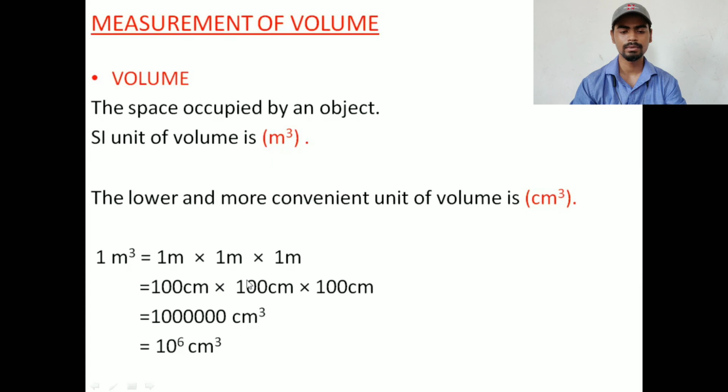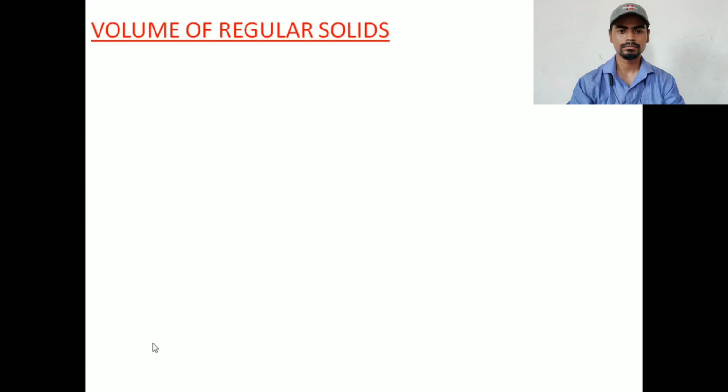And look at this, centimeter into centimeter into centimeter. So 3 times centimeter is there, so we'll get centimeter cube. So total 6 zeros, so we'll write 10 to the power 6 and 3 times centimeter, so centimeter cube. So can I say that 1 meter cube is equal to 10 to the power 6 centimeter cube? Okay, so that is the conversion from the higher unit, the multiple, to the submultiple.